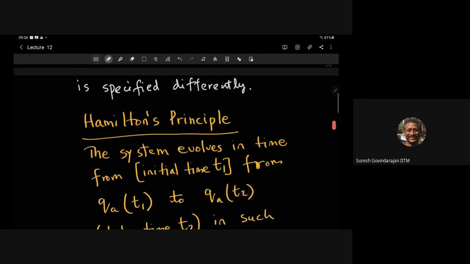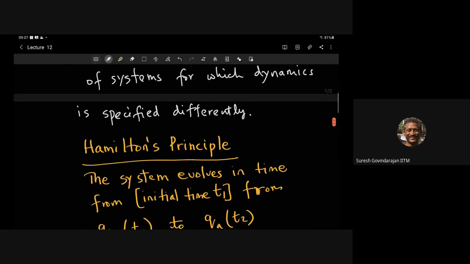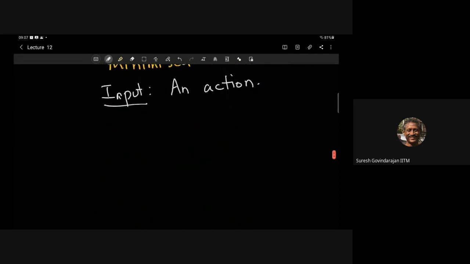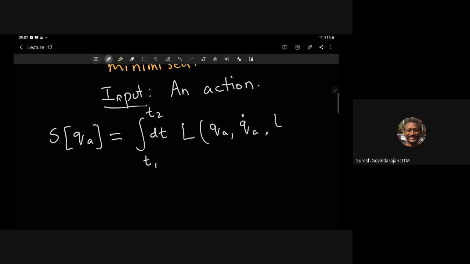And so why is it a subclass? Because something like this may not necessarily be writable as coming from extremizing some action. Is this point clear? So S will be, and we will also restrict ourselves to S of qa such that the action, you can do more general actions, so Hamilton's principle will still work, is of this form.